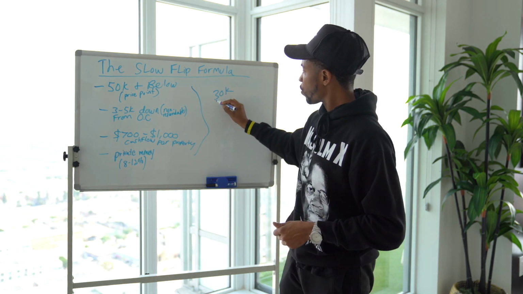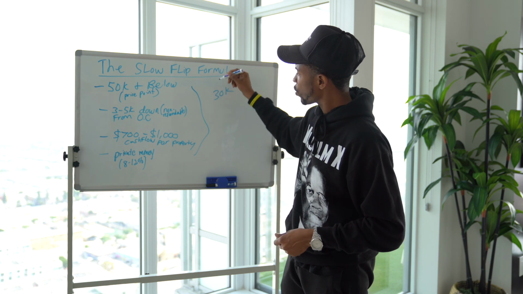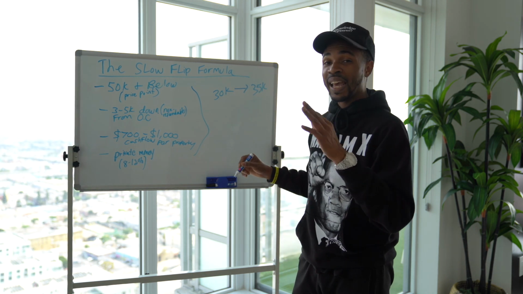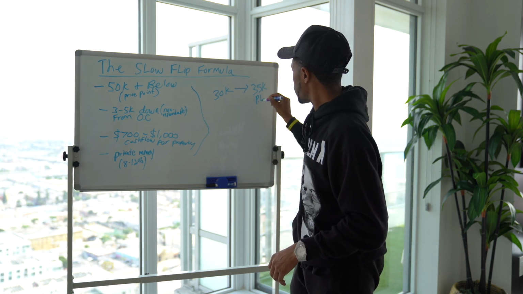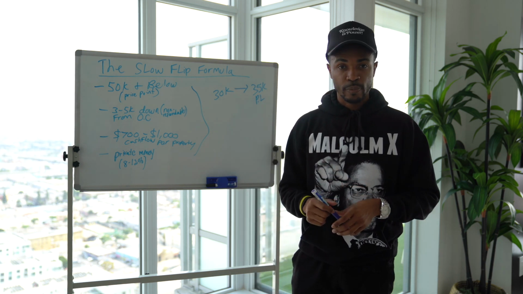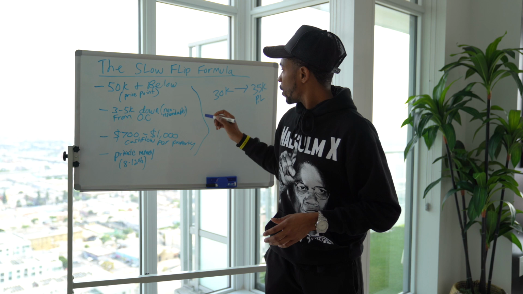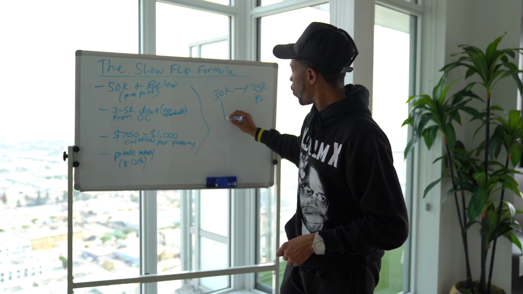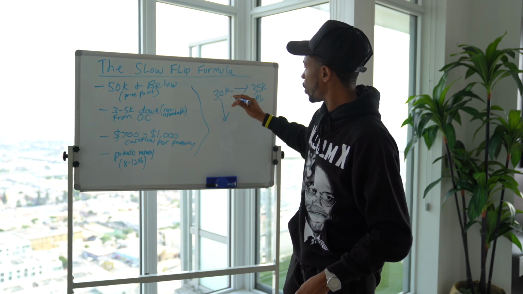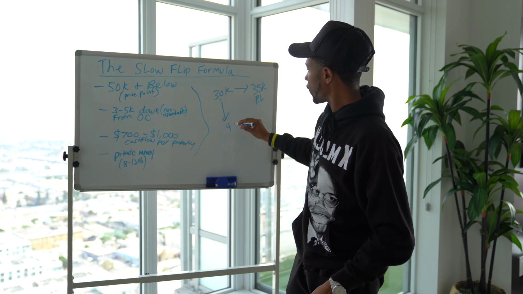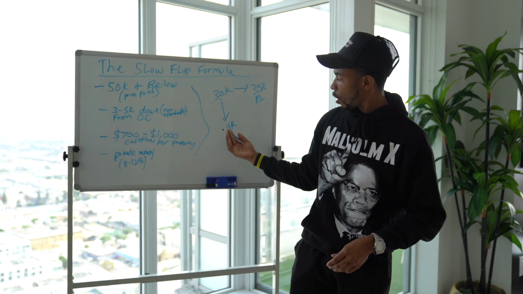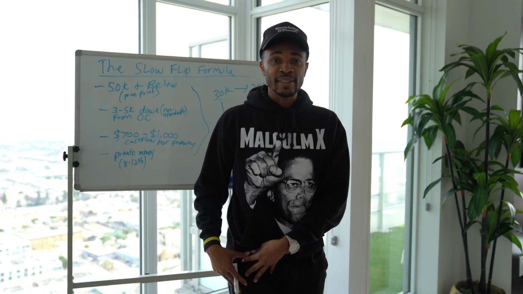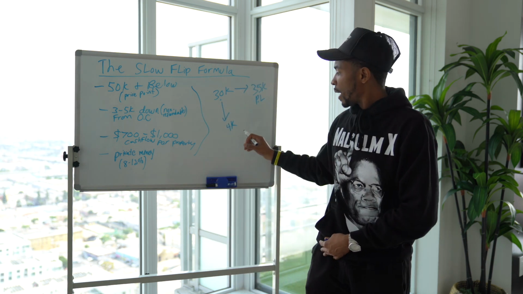So I find a property for 30K, right? Just say a wholesaler sent me this property for 30K. What I'm gonna do, I'm gonna get 35K from my private lender. So now I'm gonna borrow a little more, all right? And here's why. Say 30K, I buy the property, minus closing costs, because there will be closing costs. They funded the deal for 35K. I walk away after closing costs, before we even do the slow flip play, with $4,000 in my pocket, tax-free.